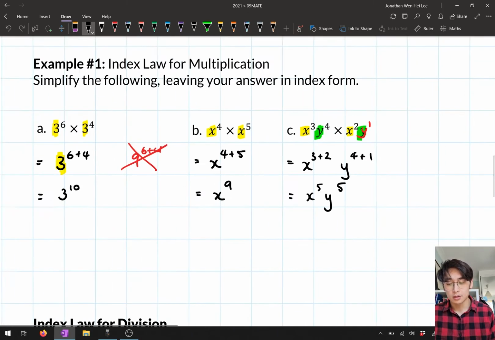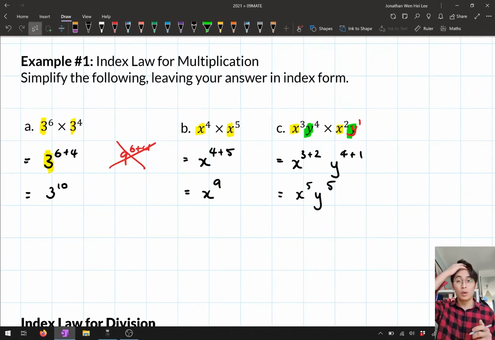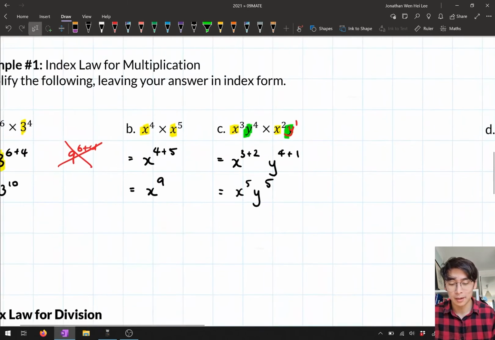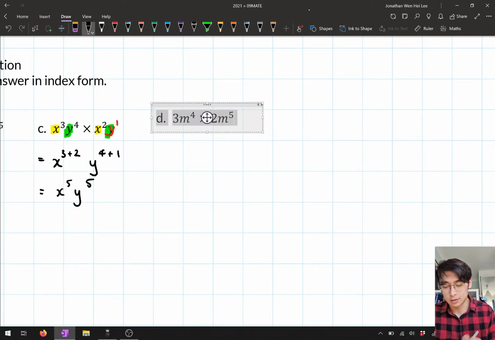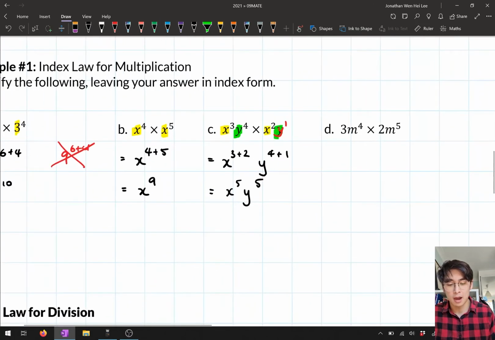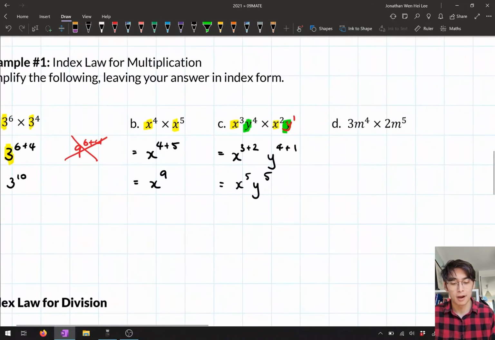Okay, so here with our index law for multiplication, all we do is we check which terms have the same base, and then we just add the powers together when we multiply. Okay, now the last question. Now here, we add on a few more things. So here, notice here, we've got 3m to the power 4 times 2m to the power 5.